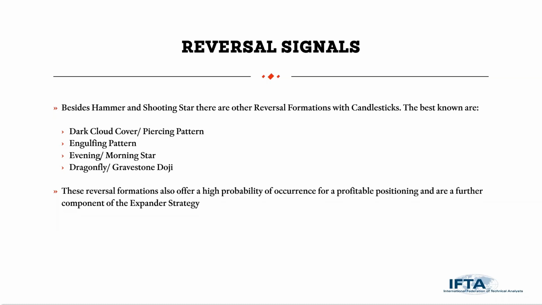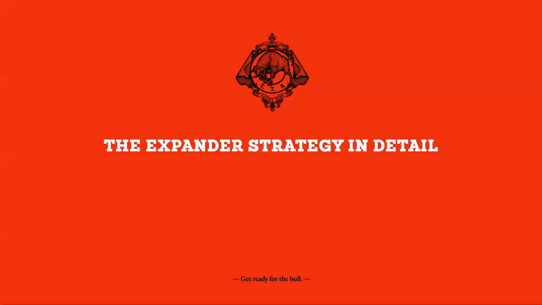And you can use the evening star, morning star, which are 3-candle formations, dragonfly, gravestone, doji, which have the same ideas as hammer and shooting star, but they're still doji because they don't have a body. And all of these have a high probability of occurrence for profitable positioning, and you can also use them for the expander strategy. So we just talked about the Bollinger Bands, and we just talked about the reversal signals from the candlesticks. So now we can combine both, and we can go into detail.